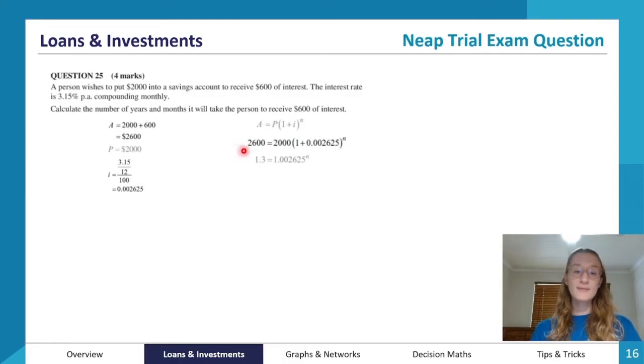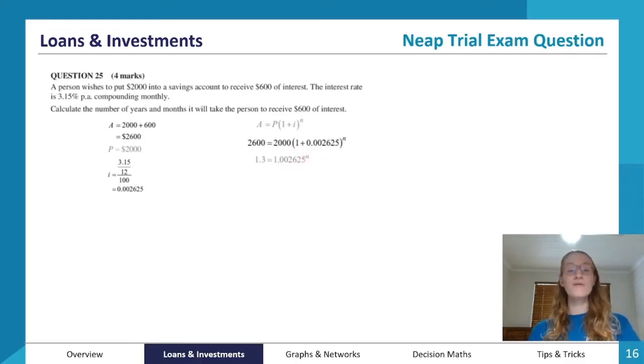So what they've done to simplify this is they've divided each side by 2,000 so that we can isolate more of our variables. We took 2,600 and divided it by 2,000. We divided this side by 2,000 as well, and that cancelled out. So we're left with 1 plus our I value, to the power of N.